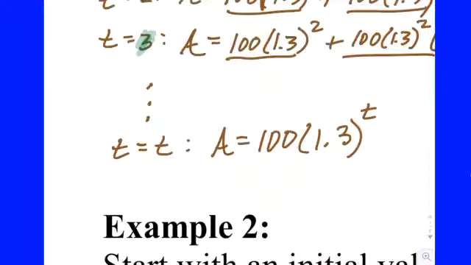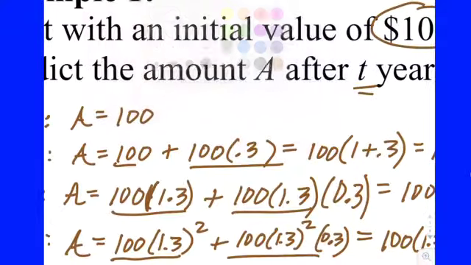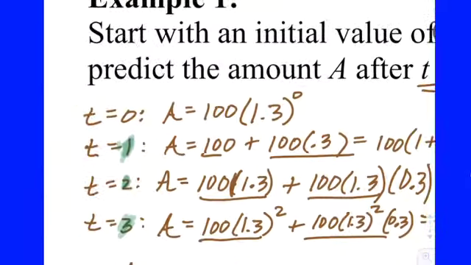What do you get when you plug in a 0 here? What's 1.3 to the 0? 1 times 100 is, yeah. So that does work up here. If you want to go back and add 1.3, it would be to the 0th power. Yeah, the pattern works. Should we go back in time? Should we go to t equals -1? Is that going to work?